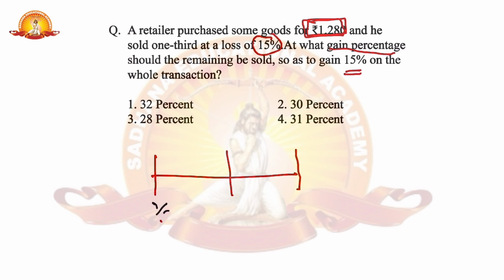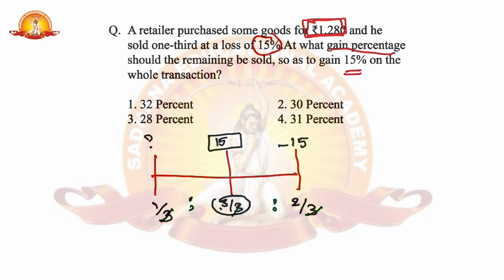So he has sold 1/3 of goods at 15% loss. The remaining goods are 2/3. Sold at what profit percentage so that his overall profit percentage on 3 by 3 parts is 15%? Now let us take the simplification. Then 1 by 3 taken common and cancelled. The ratio is 1:2. Total is 3 parts.